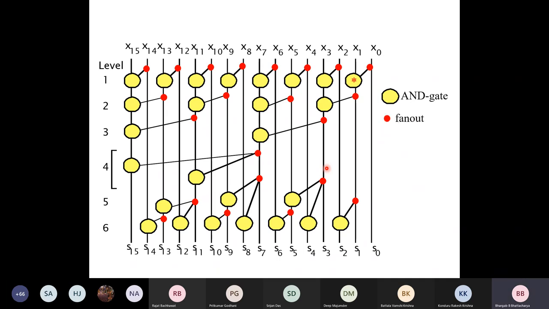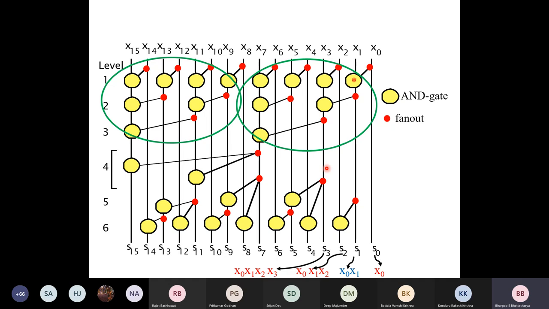As before, this represents the AND gate and this is fan out. We have the same kind of recursive structure, but with slight modification. As before, you can see that this line will generate X0, the next line would generate X0, X1, and the third line will generate X0, X1, X2, and keep on generating these prefix products one by one. It has the same input and same output.